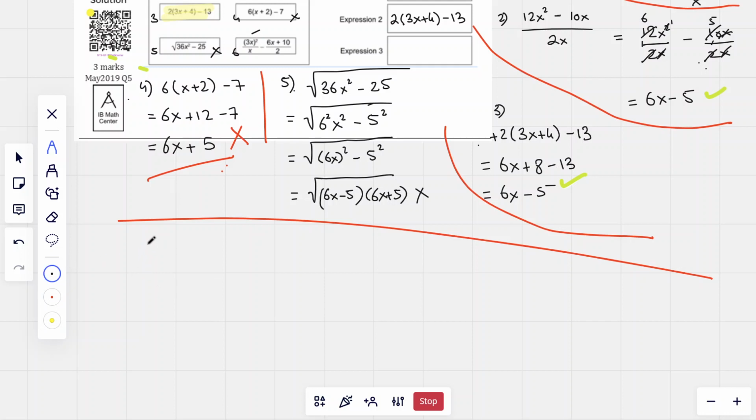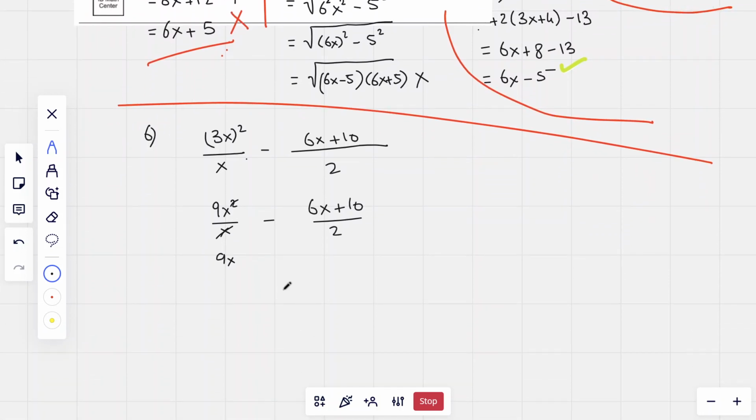So the sixth one says, 3x whole square divided by x minus, then we've got 6x plus 10 divided by 2. 3 square is 9, x square is x square, divide that by x. The x would take down the square, leaving behind 9x. There's a trick here, and we better be very careful with that.